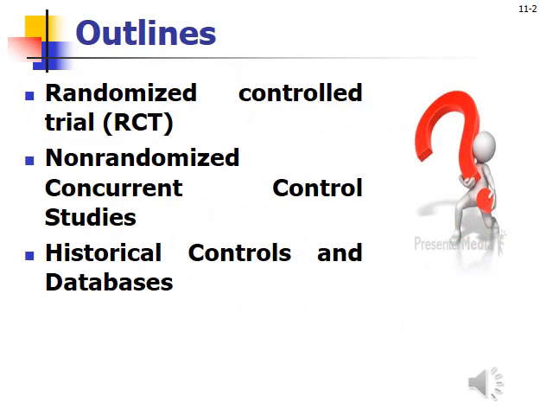Outlines: Randomized Controlled Trial (RCT), Non-Randomized Concurrent Control Studies, Historical Control and Database.